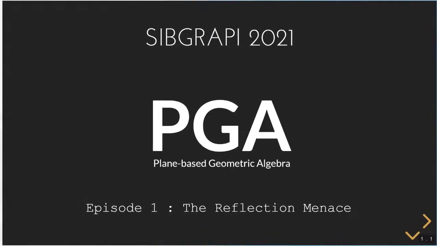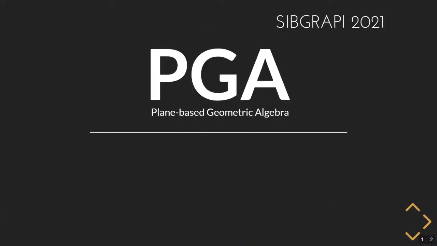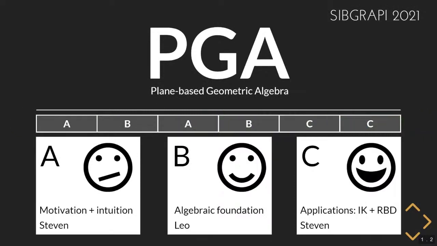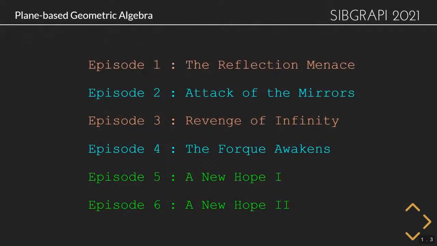The title of this first episode is The Reflection Menace. We've got 3 hours to do this course, so we decided to cut that up into 6 different episodes. There's going to be 2 episodes where we mostly deal with motivation and intuition. I'll be teaching those. Then there are 2 episodes where Leo will take you through the algebraic foundation. And then the final 2 episodes will be spent doing some actual implementation of inverse kinematics and rigid body dynamics system. Here are the titles of the episodes. So the orange ones are the intuition geometry ones, the cyan ones are those where we tackle the algebraic details, and then in the green ones we will be doing some programming.